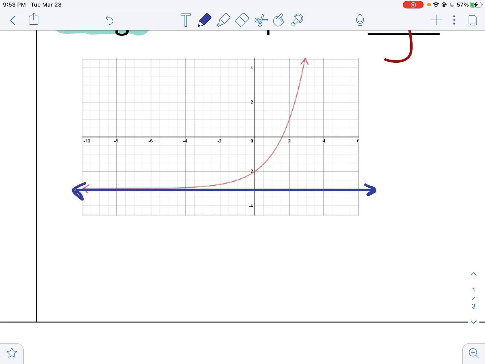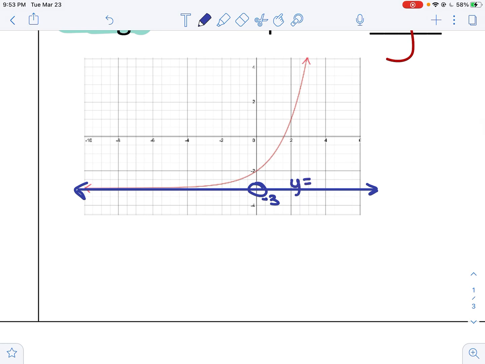So we need to know what that y value is on the y-axis. So it looks like it's -3. So our asymptote would be y equals -3. And we're going to use that to help us. So all of my y values are going up from -3. So all my y values are greater than -3.